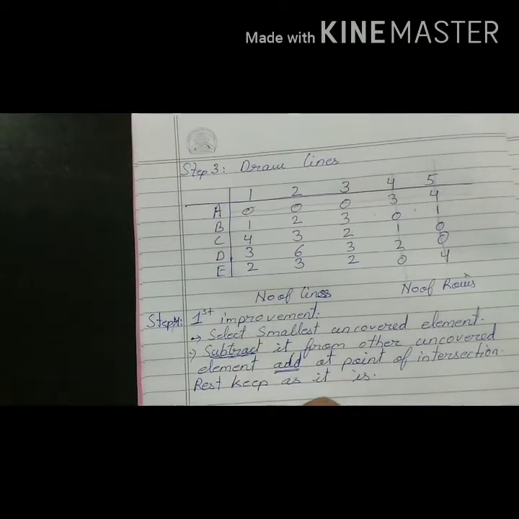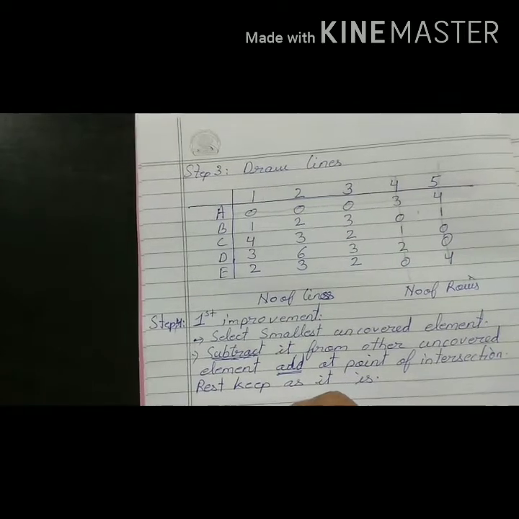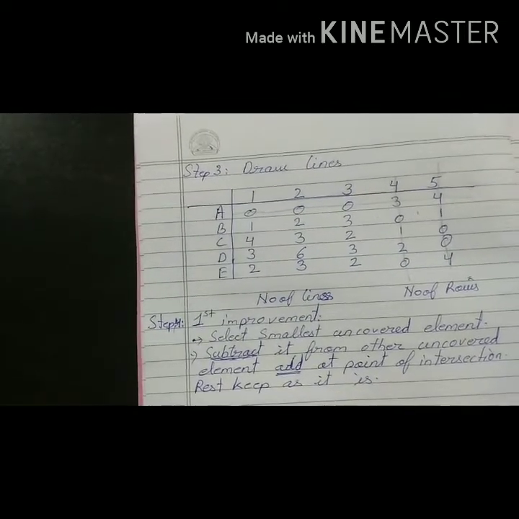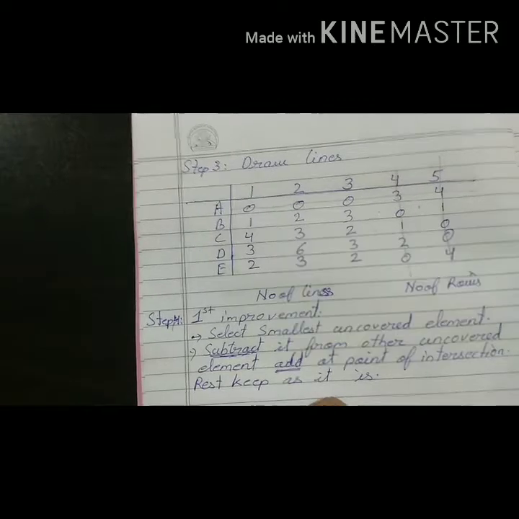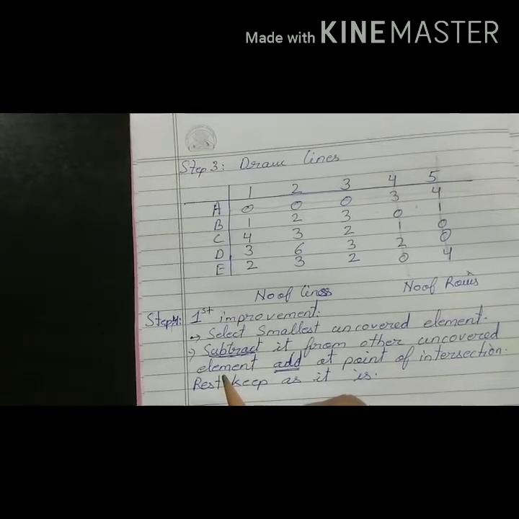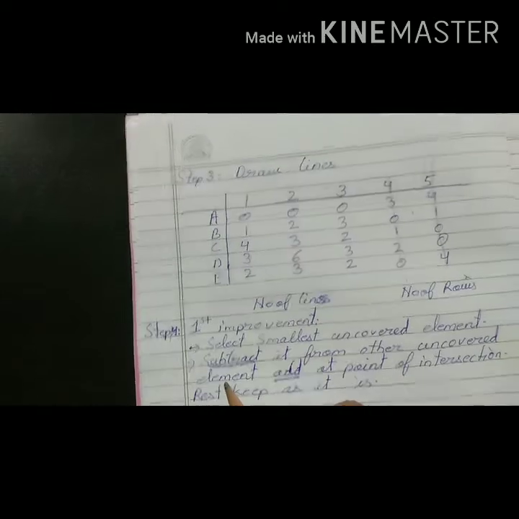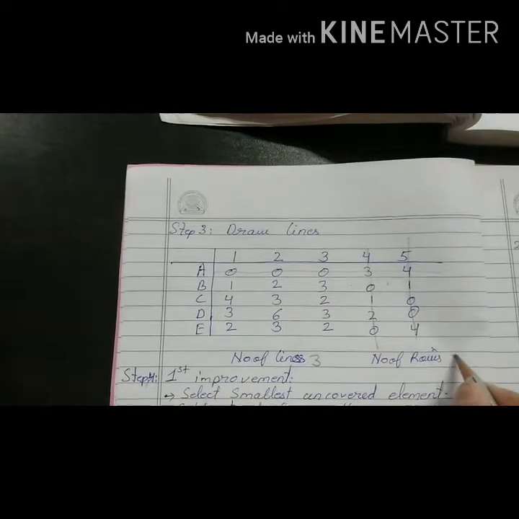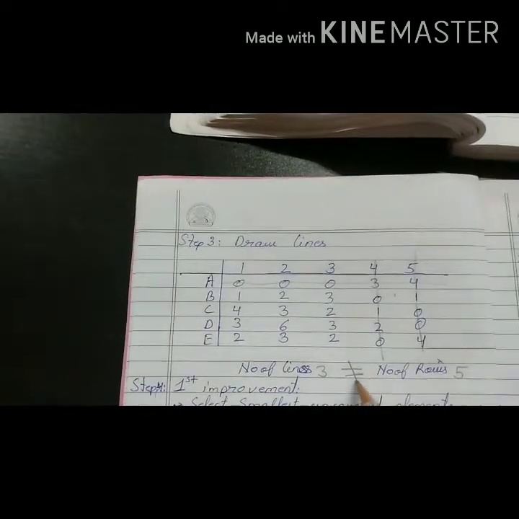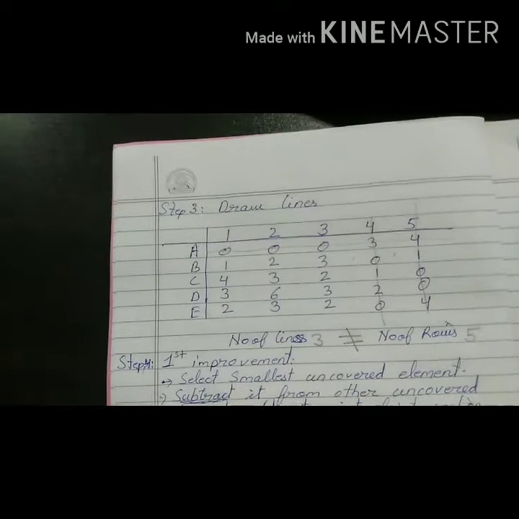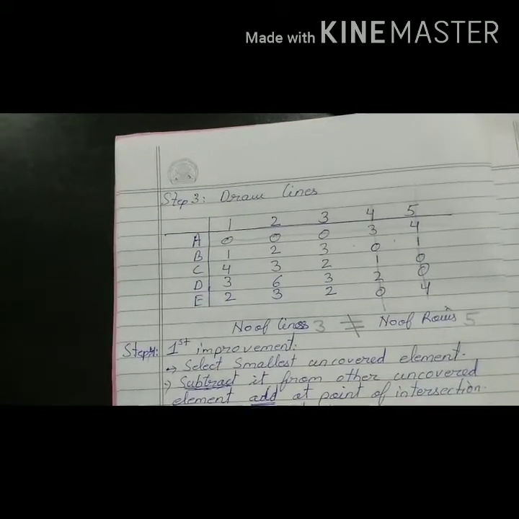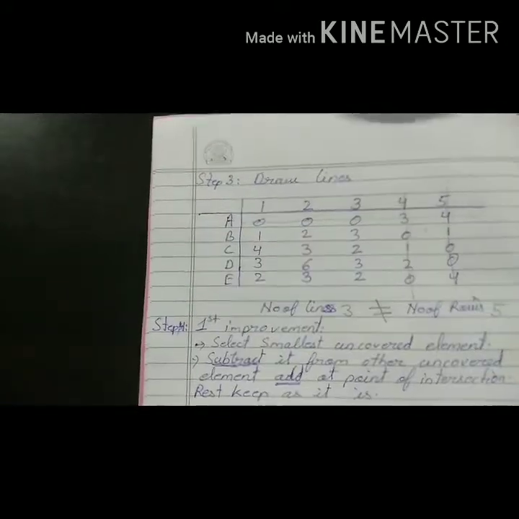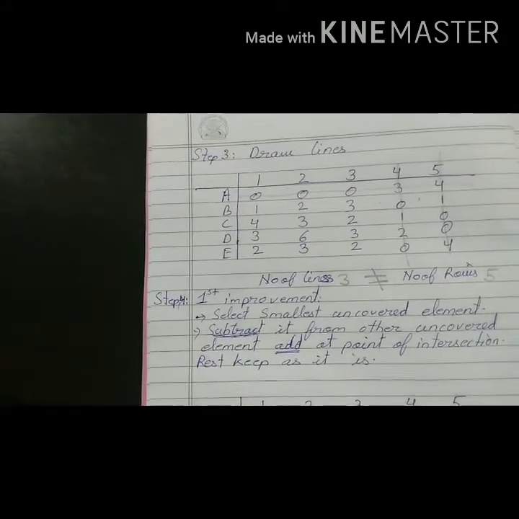Now we need to check whether the solution is feasible or not, optimum or not. So when can we say that the solution is optimum? When the number of lines drawn is equal to the number of rows, but here the number of lines is only 3 and the number of rows is 5. So this is not equal. That means the solution is still not found. So we need to go for some more improvements. These improvements we need to do in the next step.